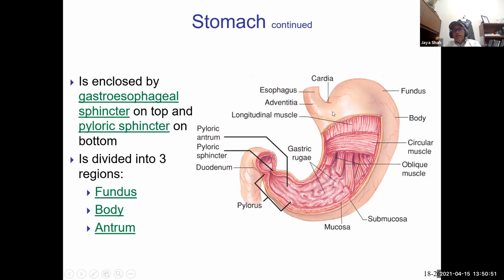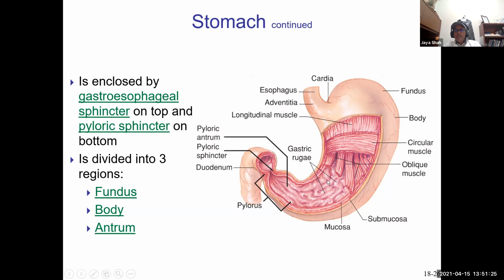The histology of the GI tract, you know, has four layers. You will see the same layers in the stomach plus a special feature. The outermost layer of the stomach, as usual, is the serosa. Then you have the muscularis externa. The muscularis externa has three layers here, whereas in other parts there are only two: outermost longitudinal, middle circular, and innermost oblique muscles.